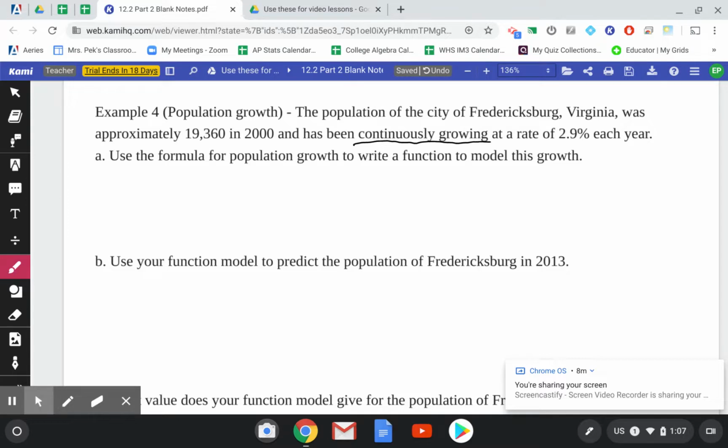So that word right there, that continuous growth, is what tells us that we need to use that PERT equation, or you can use an N instead of a P if you want, in this problem, and really for any population problem unless they tell you otherwise. So use the formula to write a function to model the growth. So when I write my function, I don't know how many years I'm doing it for. So I'm going to use t as the variable.